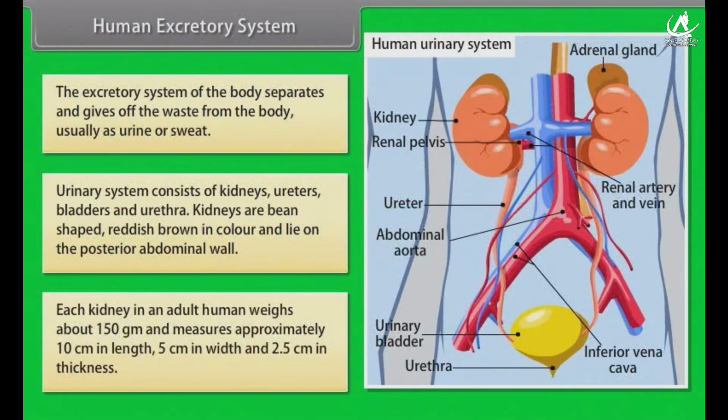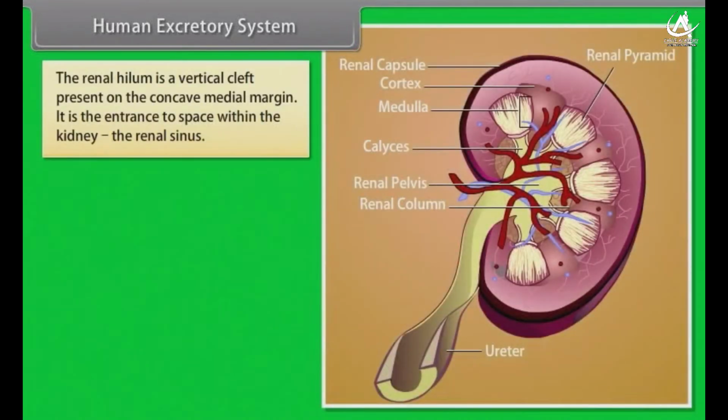Each kidney in an adult human weighs about 150 gram and measures approximately 10 cm in length, 5 cm in width and 2.5 cm in thickness. The renal hilum is a vertical cleft present on the concave medial margin. It is the entrance to space within the kidney, the renal sinus.